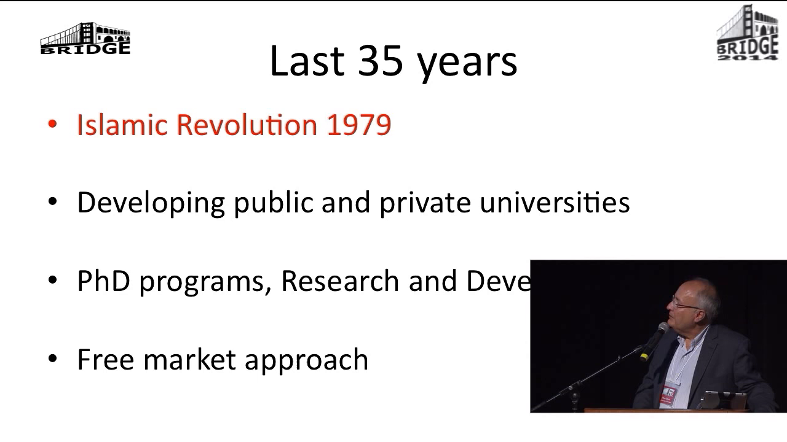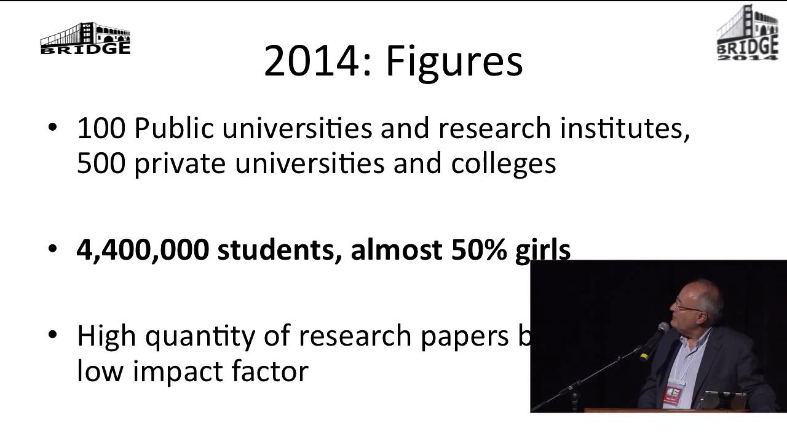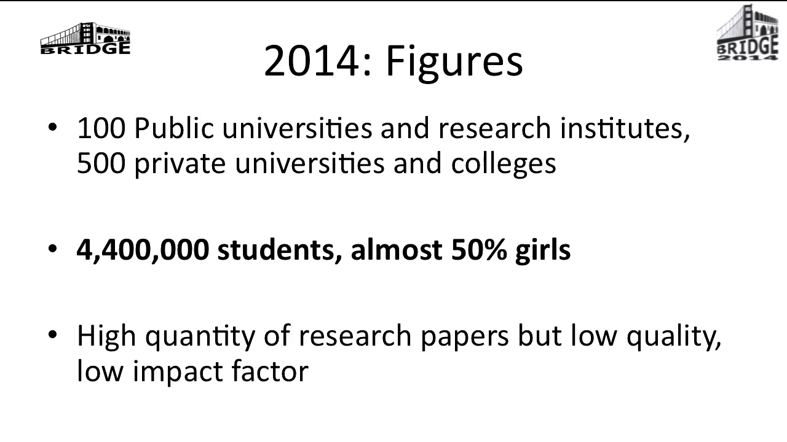Later on, after the beginning of the revolution, a lot of things changed, but in the 1980s after the war, we had a free market approach. It brought a new situation in Iran. I will tell you some figures at the moment. We have almost 100 public universities and research institutes, 500 private universities and colleges, and the most important thing, more than 4 million 400 thousand college students. More than 50% are girls.